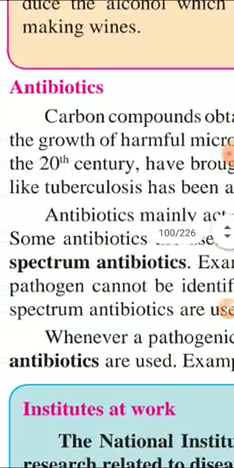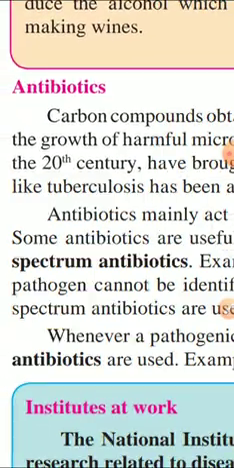Here we will see that antibiotics are carbon compounds which are obtained from some bacteria and fungi for destroying or preventing the growth of harmful microorganisms. So this way we can define them: antibiotics are carbon compounds which can be obtained from some bacteria or fungi for what purpose? For destroying or preventing the growth of harmful microorganisms. So let us underline this point, children.